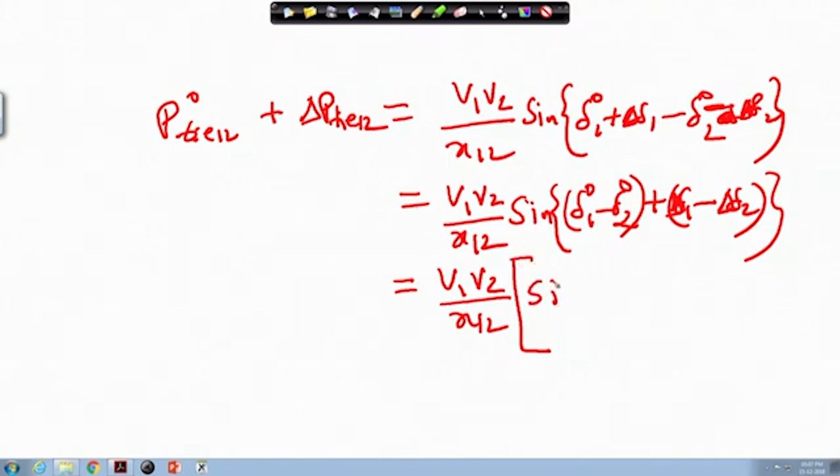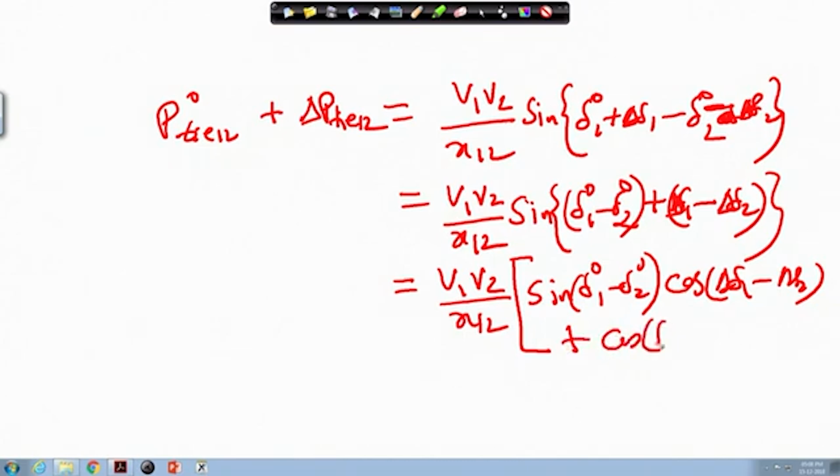sin A, then cos B, right, then plus cos A sin B, right. So, this way you can write.